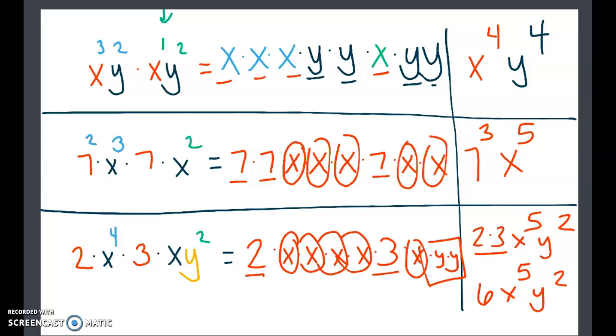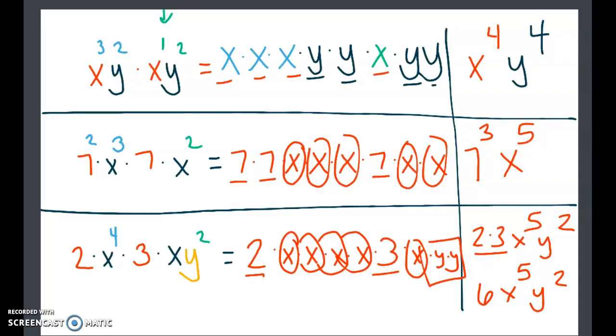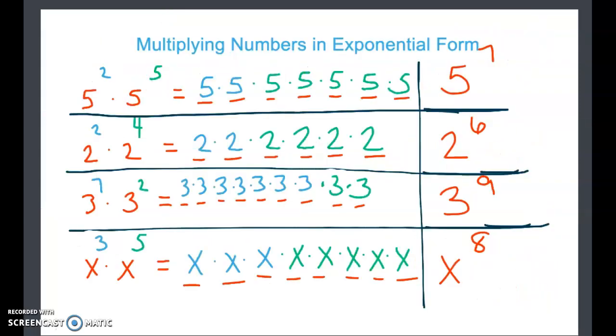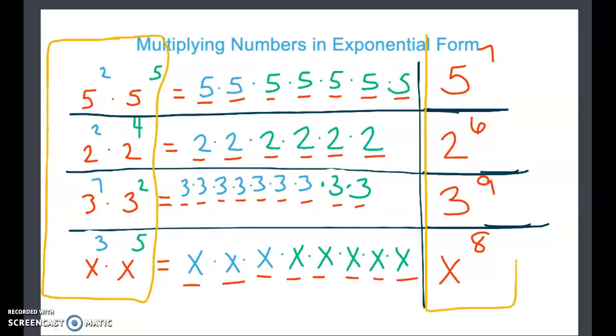And that is how you multiply numbers in exponential form. So if we look back at our examples, there is a pattern that makes it a lot easier than having to expand it every time. Notice if you look at the exponents that we started with, and then you look at the exponents in our final column over on the right, what do you notice about this part of our expression and our simplified version?